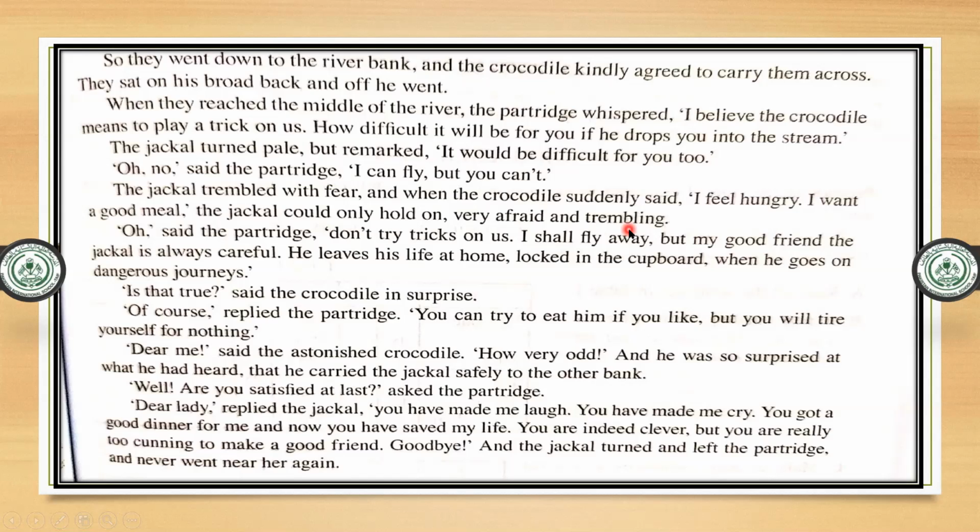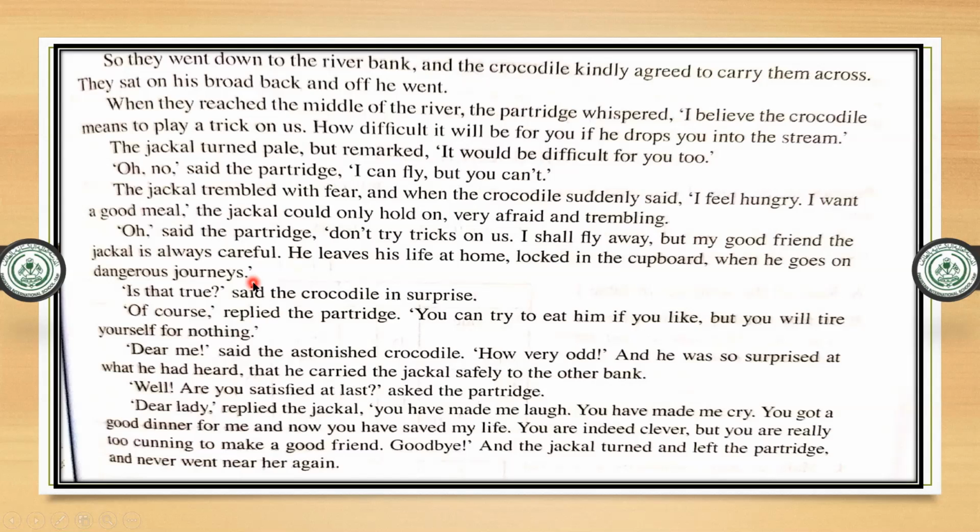Now, dear students, the crocodile also said that now I am feeling hungry, and I want a good meal. The jackal could only hold on, very afraid and trembling, means it was fearful. Jackal trembled with fear. "Oh," said the partridge, "don't try tricks on us. I shall fly away, but my good friend, the jackal, is always careful. He leaves his life at home, locked in the cupboard, when he goes on dangerous journeys."